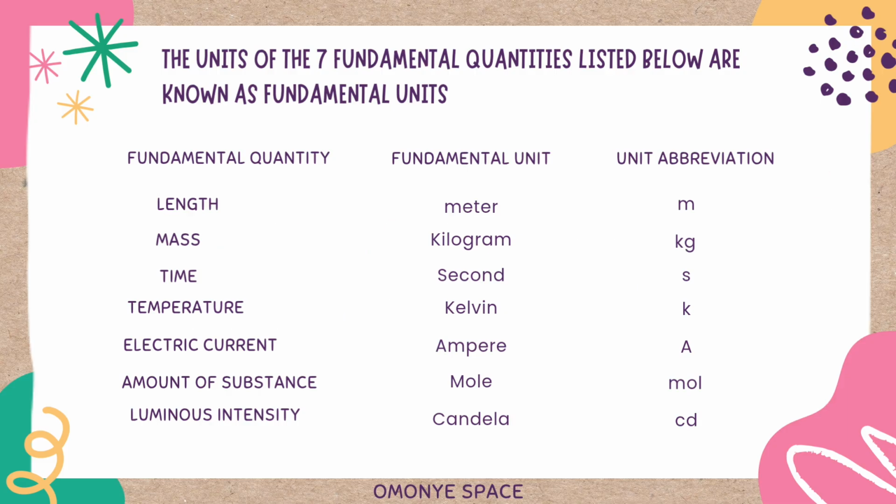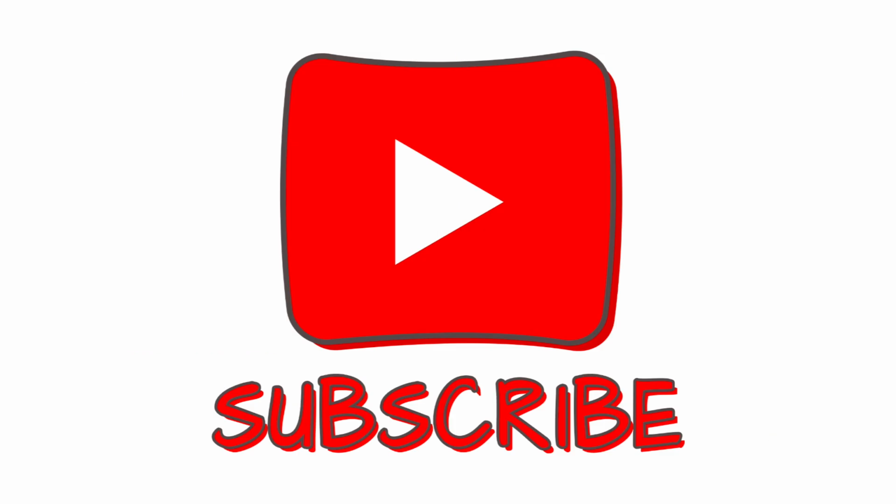So clearly we can see the fundamental quantity, the fundamental unit, and the unit abbreviations. So the units of the 7 fundamental quantities listed below are also known as the fundamental units. You can see length, the quantity length, which has the unit meter and the abbreviation m. You can see mass, the unit kilogram, and the unit abbreviation kg, and so on.